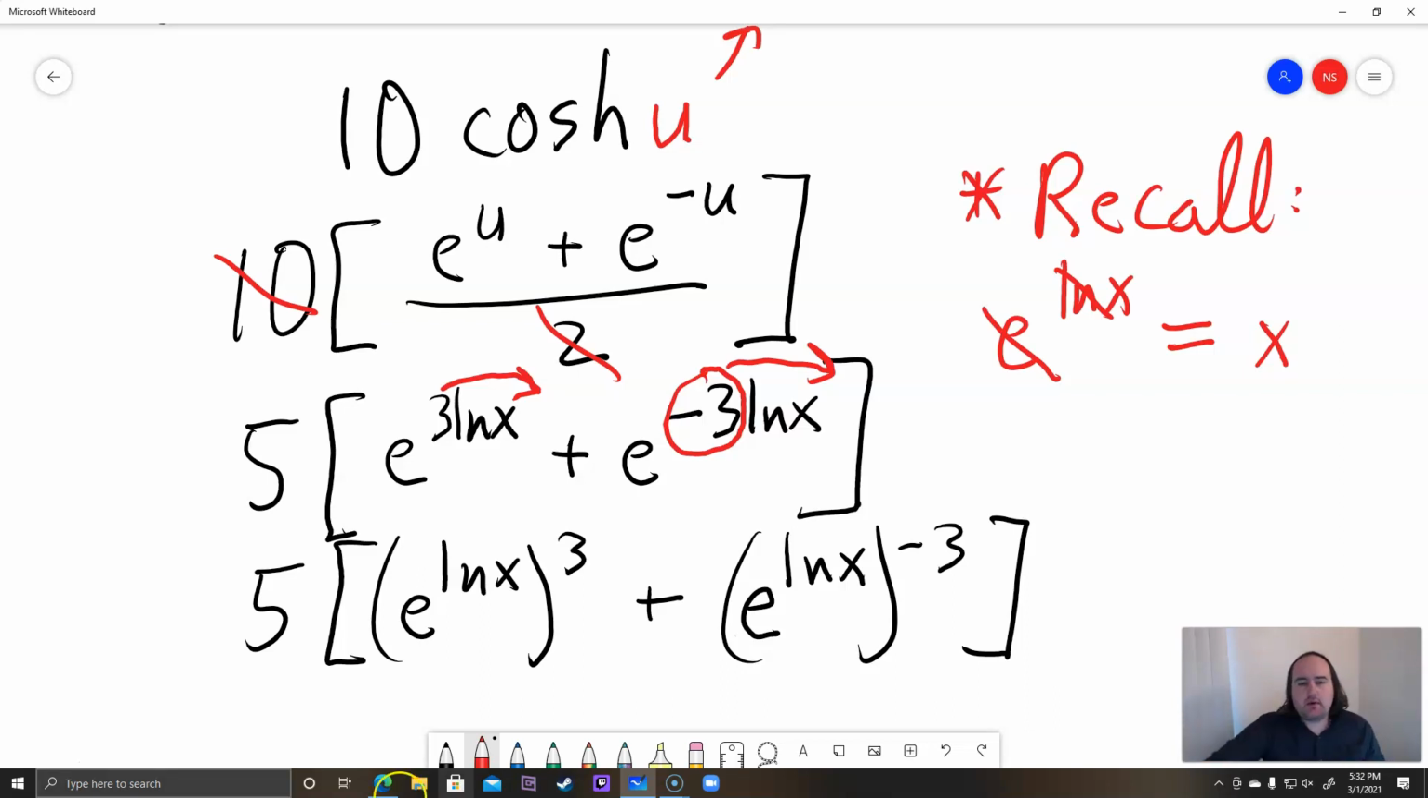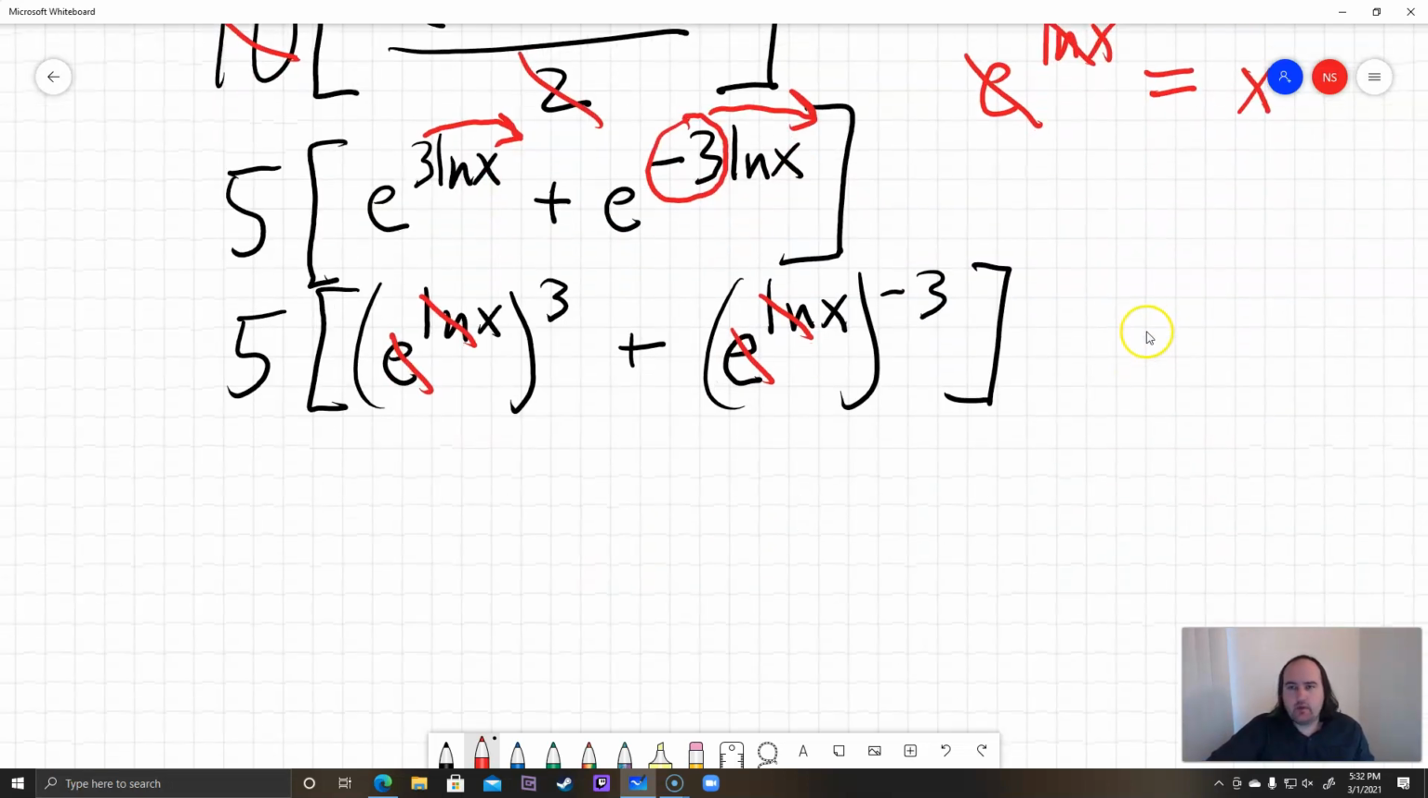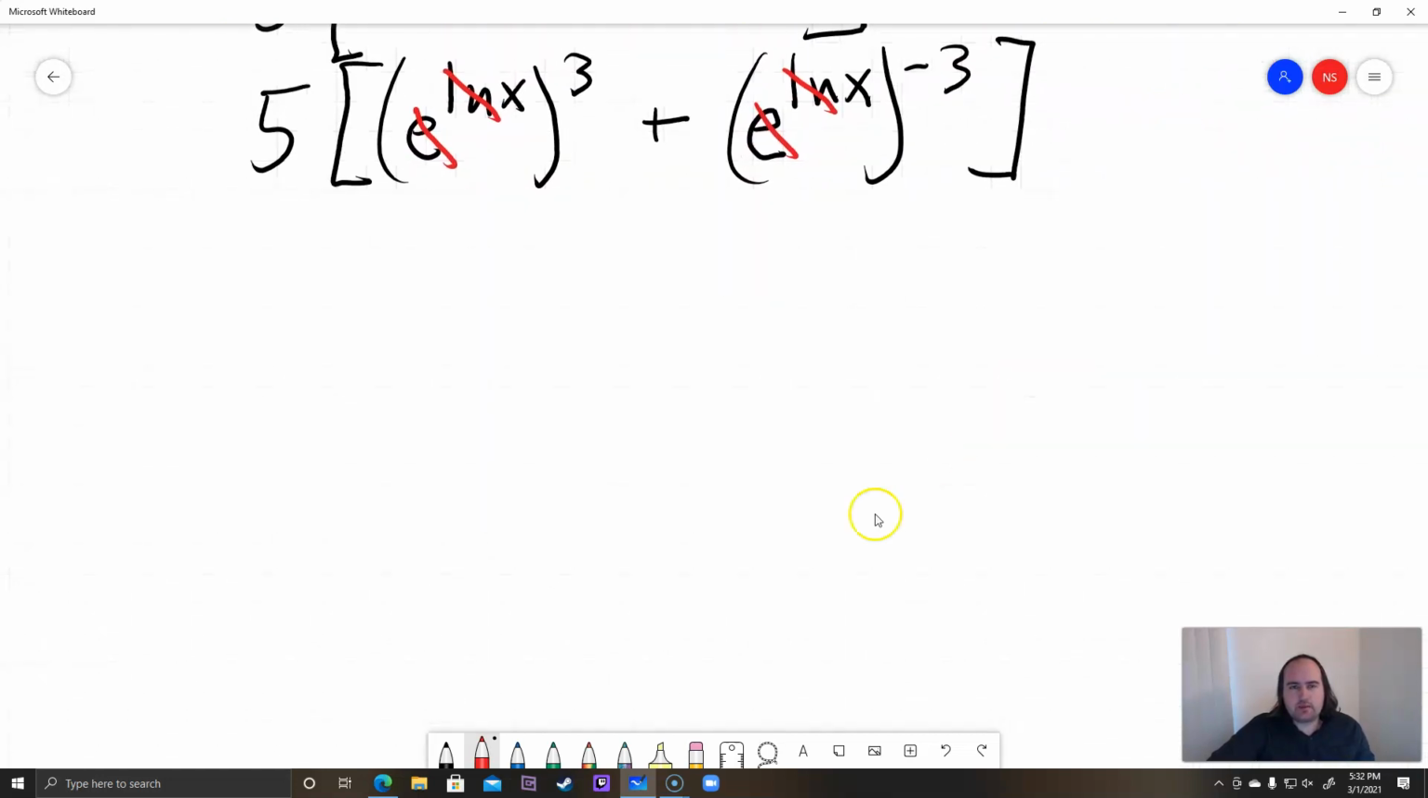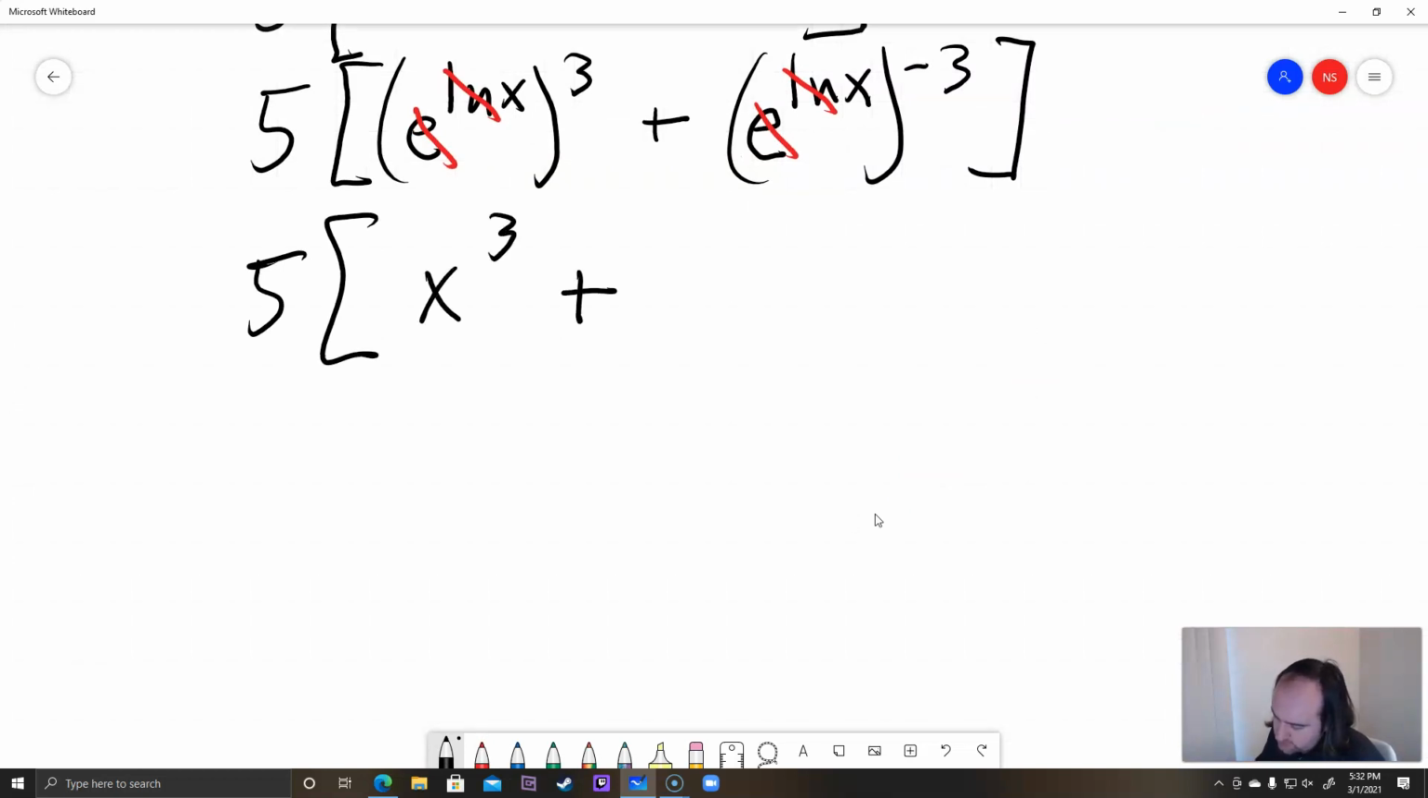Okay, so here we can cross out the e and the ln for this first term and for this second term. So all we're going to be left with for each one is going to be x. Okay, so what we've got here is 5 times x cubed plus x to the negative 3.